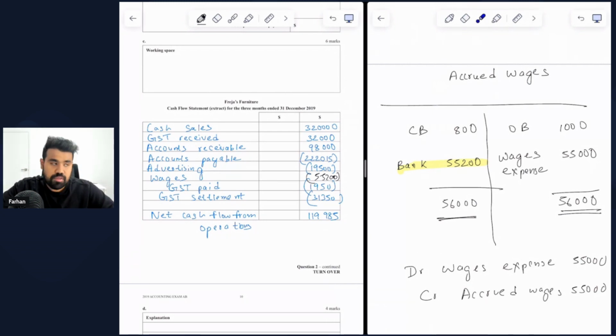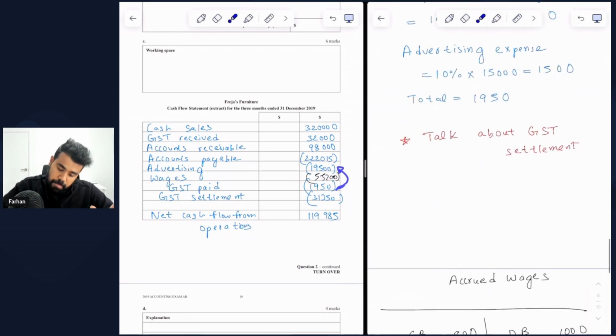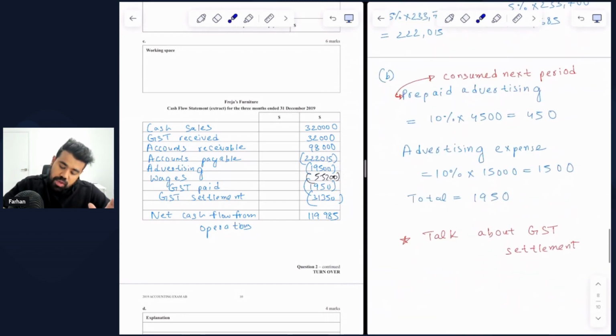Then we got GST paid of 1950. So do not forget that. We should have written this right after advertising. Otherwise, I would have forgotten this too. The 1950 is basically derived based on the Part B calculations that we had. Advertising expense 10% of 15,000, 1,500, and then prepaid advertising 10% of 4,500, which is 450. So together they give us 1950.